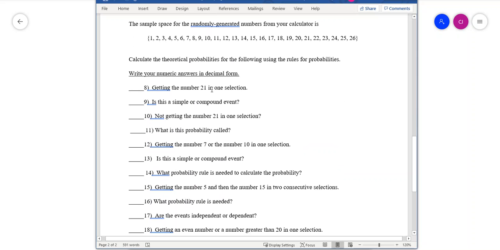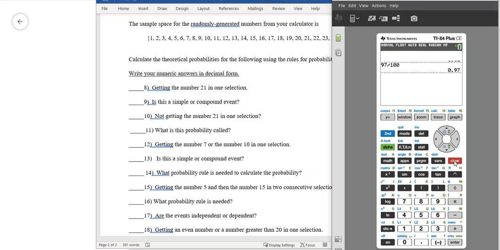Now, getting the number 21 in one selection. Well, there's 26 numbers up here, and one of them is a 21. So if I randomly went in here and just picked one of these numbers, what would be the odds that I happen to pick a 21? Well, there's one of them out of the 26 numbers that are up there. That's 1 divided by 26, and I got 0.0384. We'll say 0.038 is close enough.